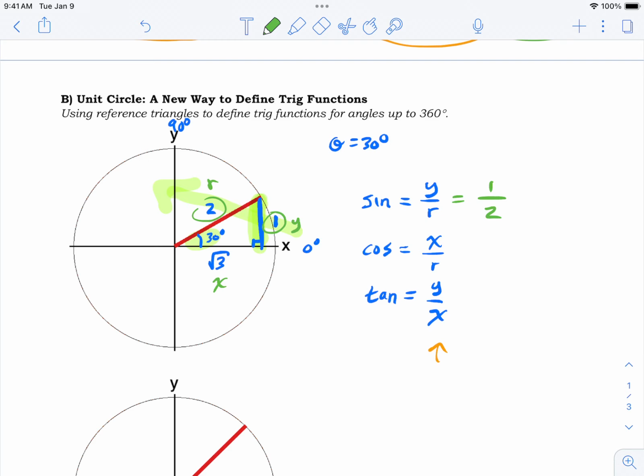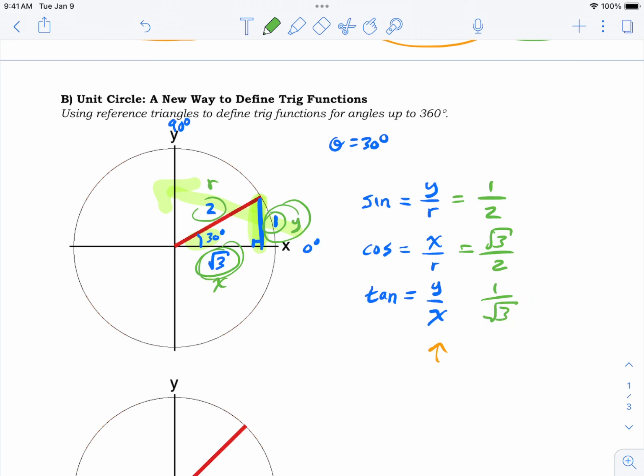So 1, 2, square root of 3. And so sine is y over r, which is 1 over 2. Boom! Which is the same as opposite over hypotenuse, using this as a reference angle, is what we actually call it. Cosine is x over r. So you grab your x-coordinate, right there, square root of 3. You grab your r, the radius, 2. Boom! You're done. Same thing you would get if you did adjacent over hypotenuse. Tangent, y over x. Well, the y is right there, it's a 1, and the x is right there, a square root of 3.